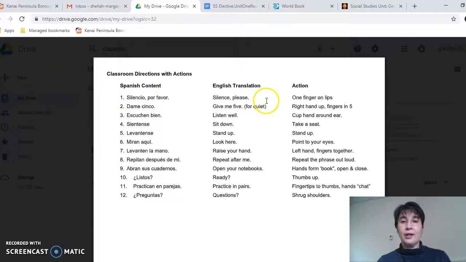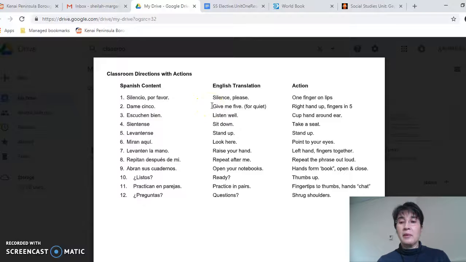An easy action to go along with silence, kind of the universal signal, if you will, for quiet, is to put one finger on your lips like this. So if that action helps you to remember silencio por favor, hopefully that will be helpful to you. The second item on the list is dame cinco. Dame cinco. And that means give me 5.